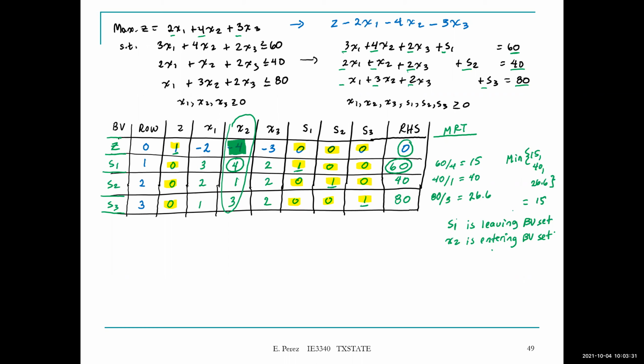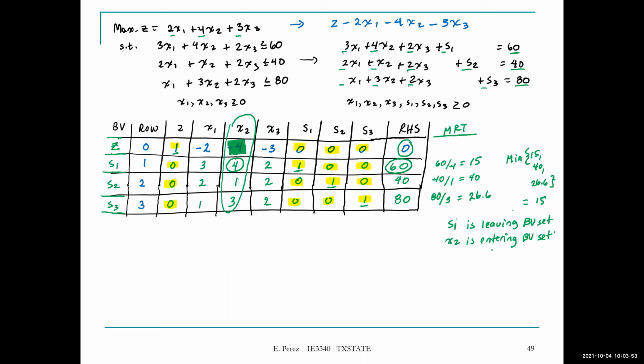Any questions? So if you understand up to here, then you understand the algorithm. Because what we're going to do now is repeat this process. Obviously, we have to make the elementary row operations now. Yes. Yes. So that's a good question. So what does that mean?